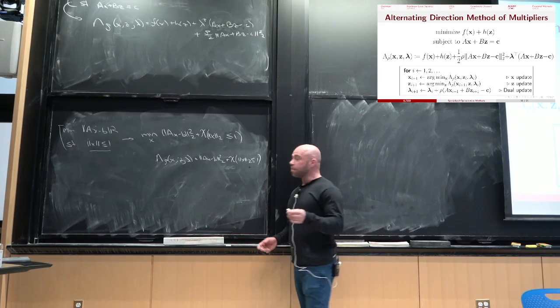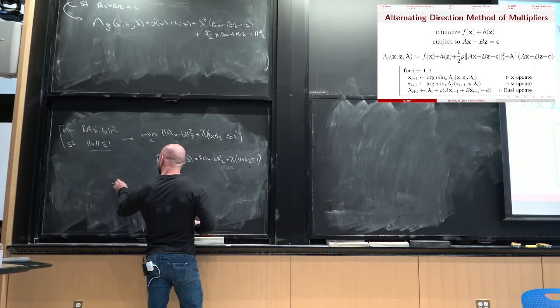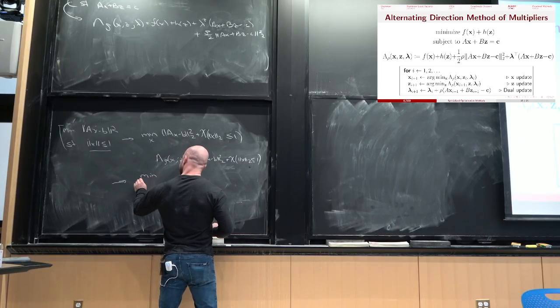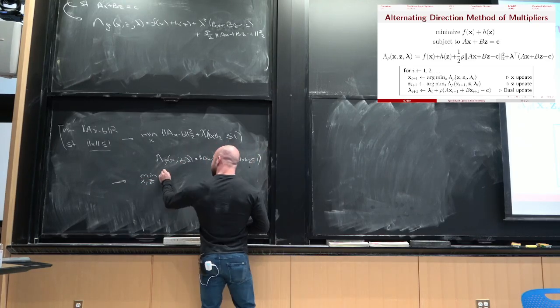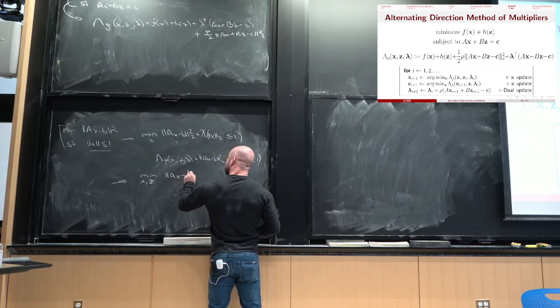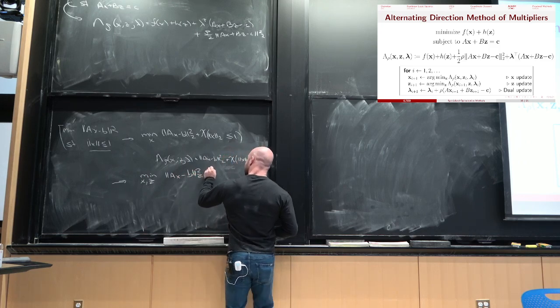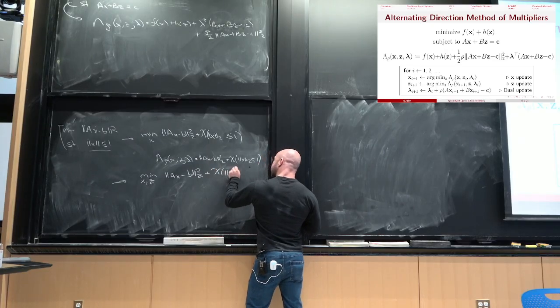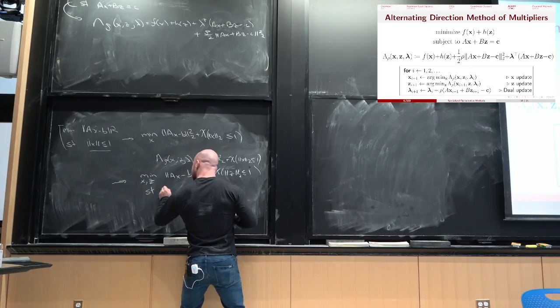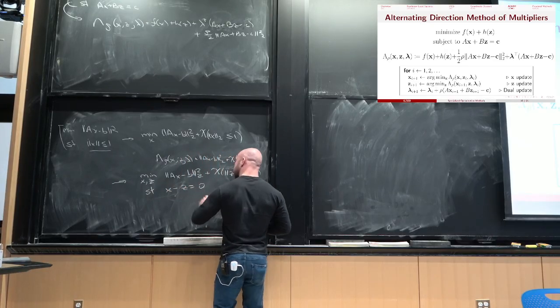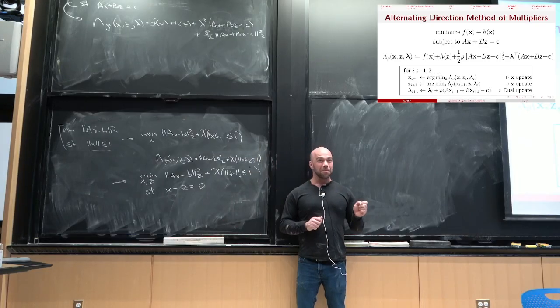So in particular, for this problem, one thing that we could do is rewrite. We could say the following. Let's say instead, I'm going to minimize Ax minus b plus the indicator that z has norm less than or equal to 1, subject to the constraint x minus z equals 0. Do we all agree this is the same problem as what we started with?